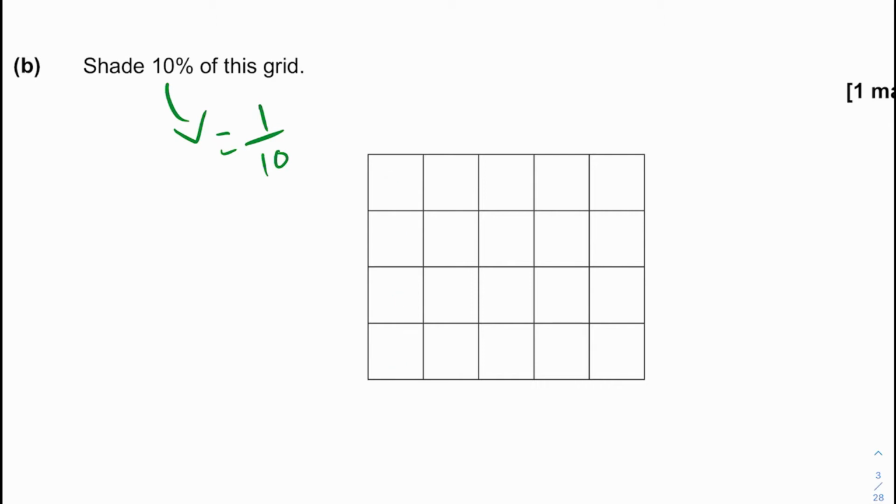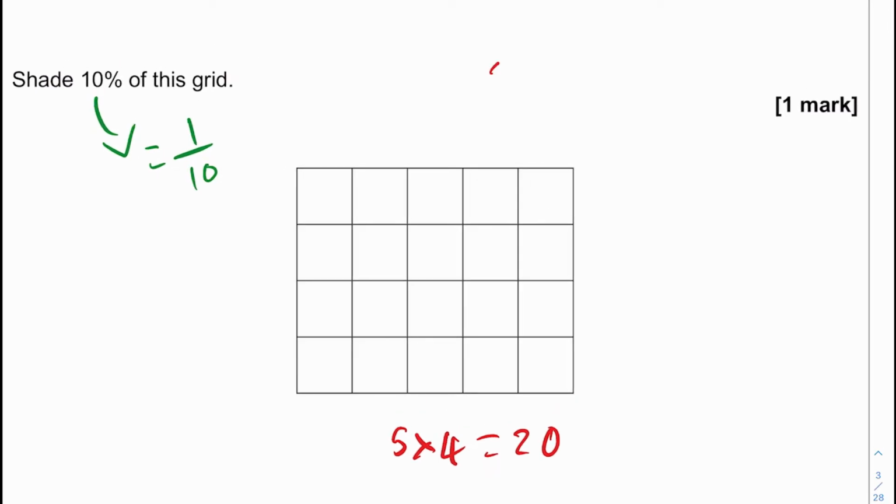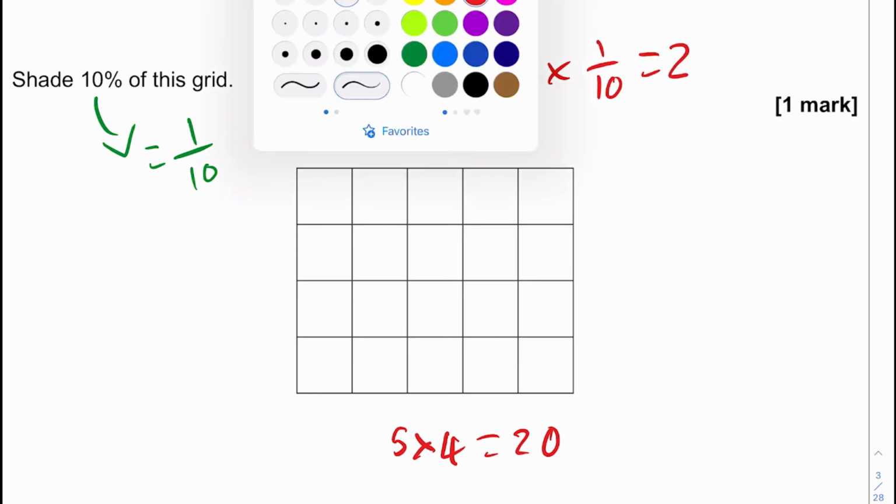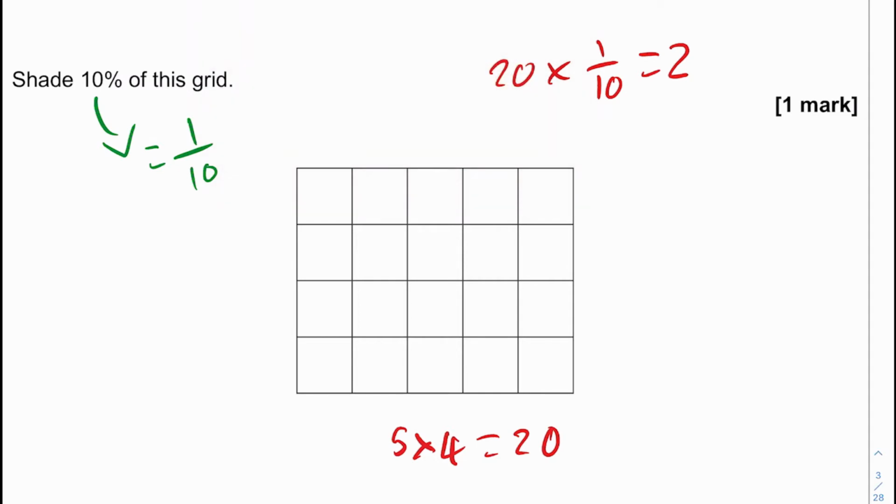So the total area, or the total amount of squares, is equal to 5 times by 4, which is equal to 20. So now all we have to do is our 20 multiplied by our 1/10 for 10% of the grid, and this is equal to 2. So we just need to shade 2 of the squares, doesn't matter which 2. But again, in the exam, just make sure that you shade them all fully, but I'll just do it like that for now.